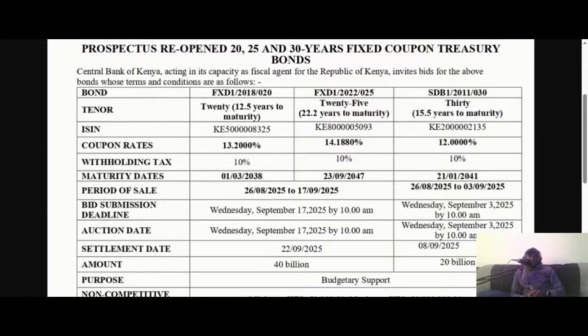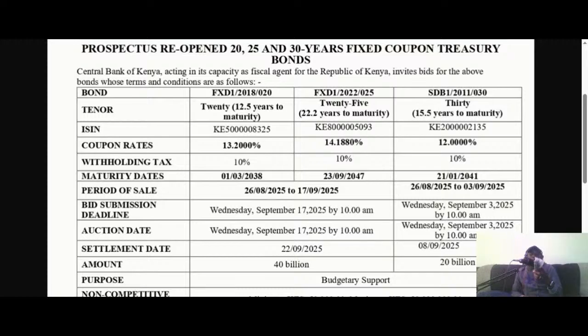So when we are talking about treasury bonds, we are simply talking about loans advanced by members of the public to the government of Kenya. So the citizens are lending money to the government. That is the most simple description that I can give for treasury bonds. So we are talking about citizens lending money to the government.